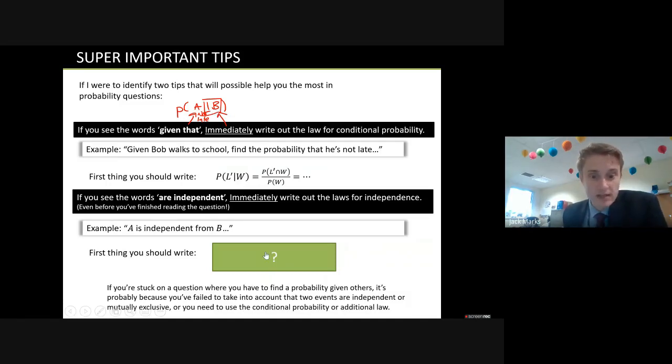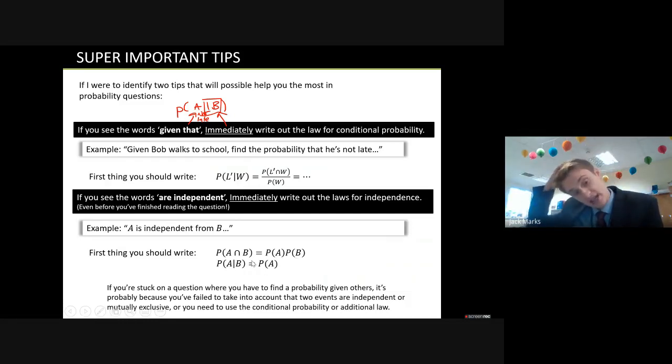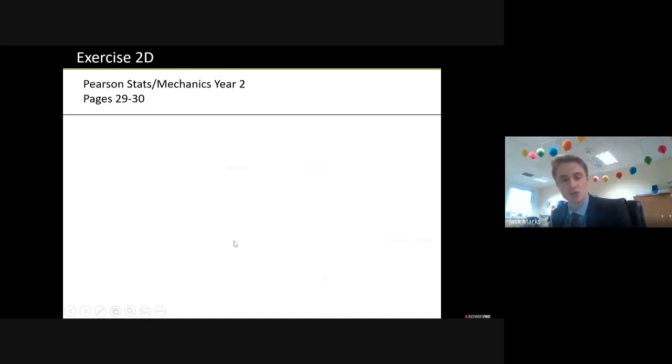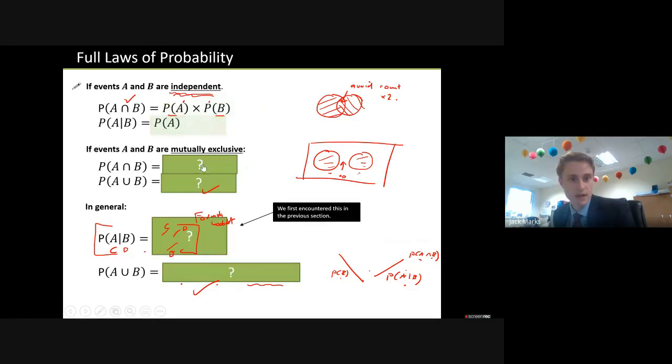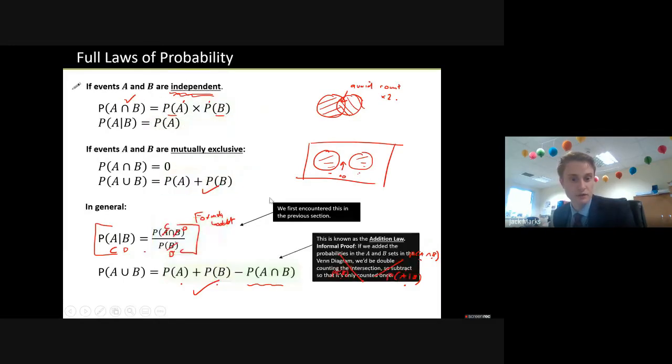If you see independent, you need to be very, very mindful of that. Remember that intersection is when you multiply the component parts. And if you're talking about conditional probability between two independent events, it doesn't affect anything at all. So that is the same as that. And that takes you up to 2D. So I'll just display those rules that we looked at one more time. This is what you need to get fluent with using.